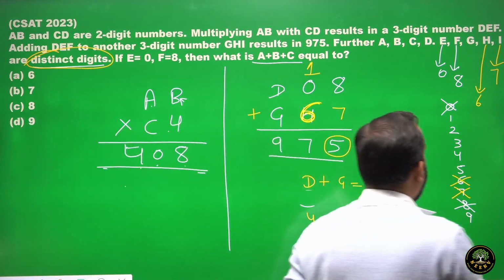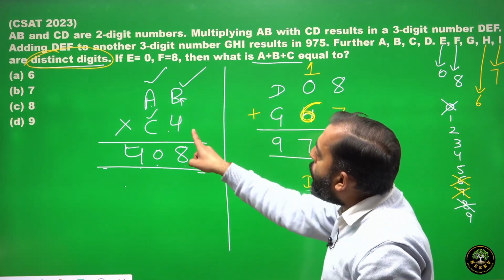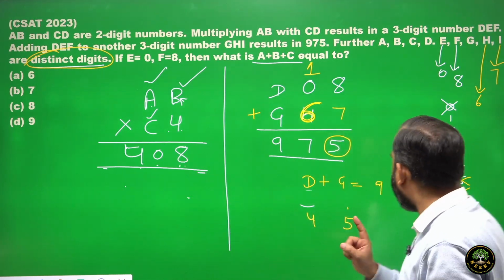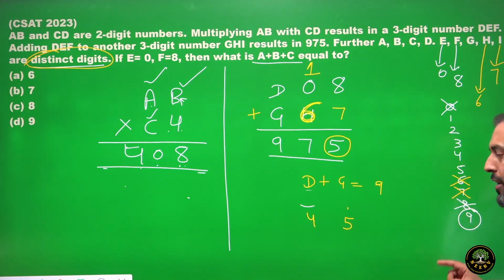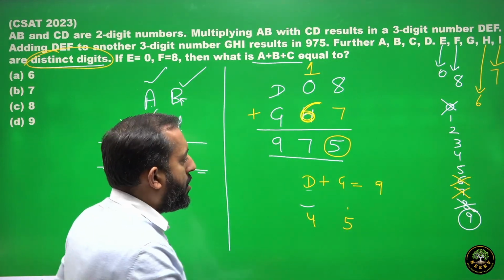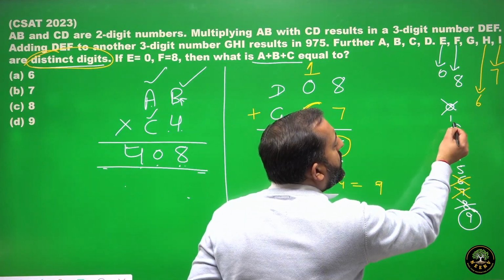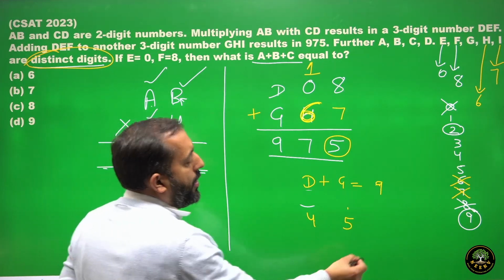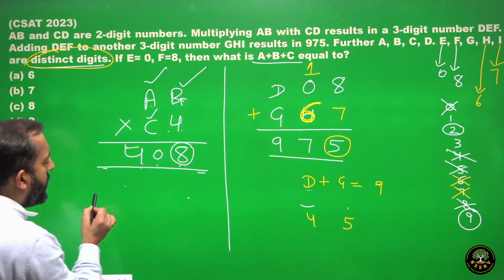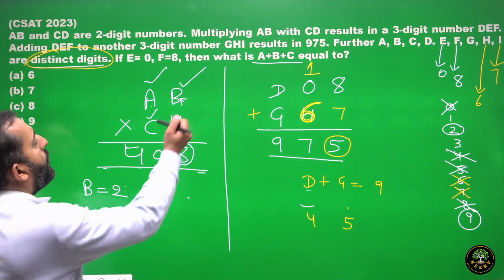Now over here, we are left with the values of B, A and C. Now 4 multiplied with which number will produce 8 as the unit digit? Now see, 4 multiplied with 9. Will it produce 8 in the result? No. So 9 cannot be the value of B. If we multiply 4 with 2, then definitely we're going to have 8 in the result. So obviously the value of B should be 2. Now we are left with the values of A and C.